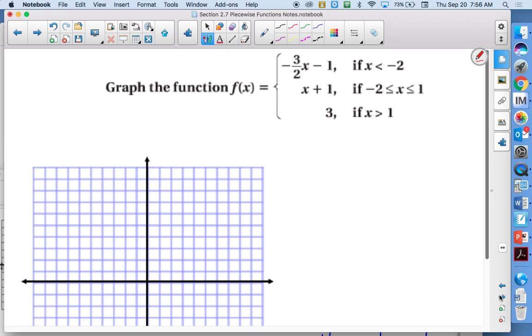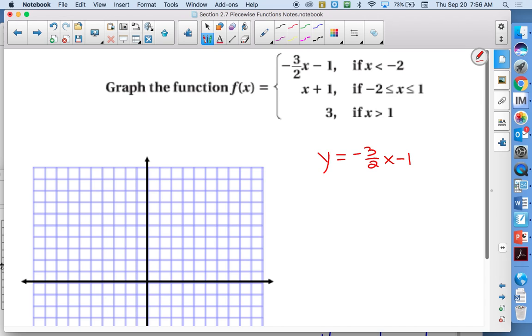So if there are 3 pieces, we're going to have 3 different parts to the graph. If there are 4 pieces, you have 4 different parts to the graph. So we are going to graph this piece by piece. And the first one we're going to look at is just the negative 3 halves x minus 1.